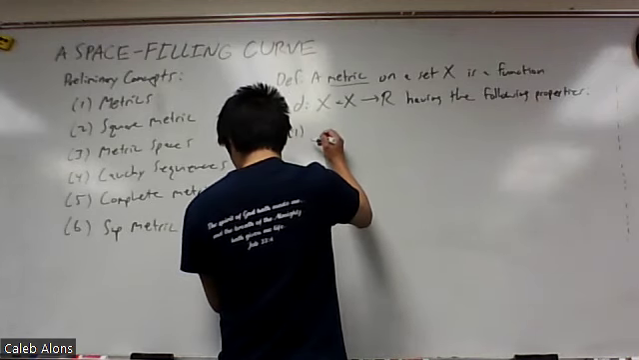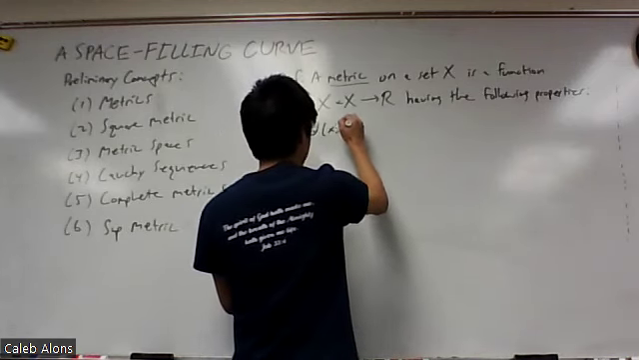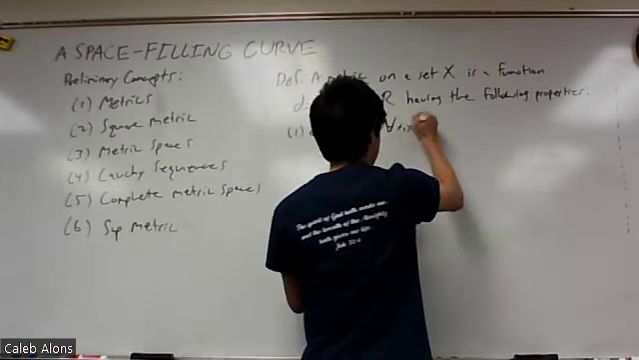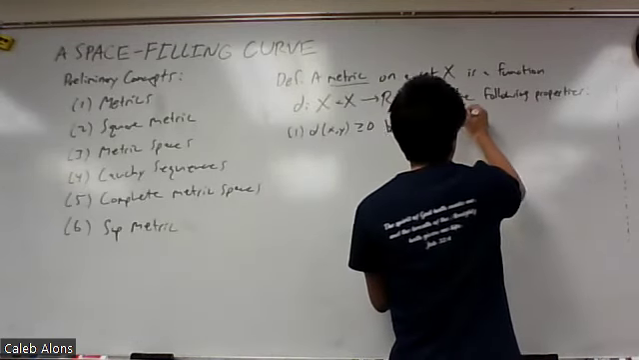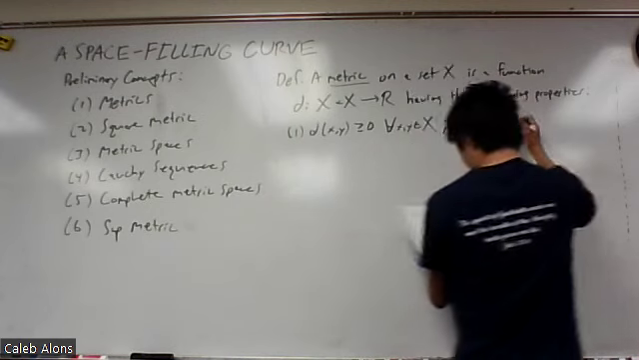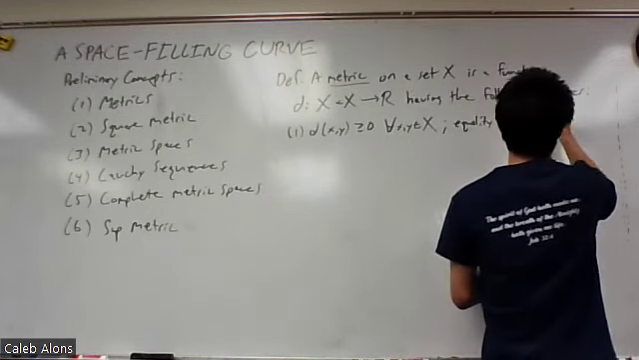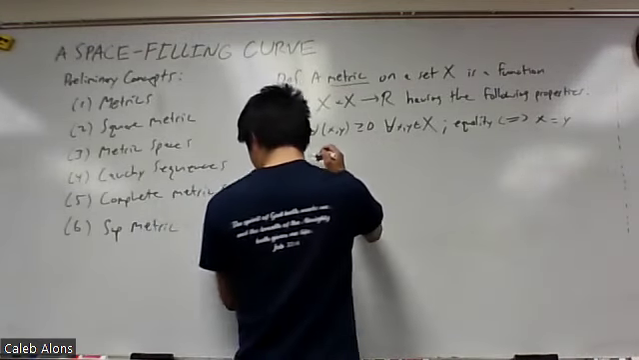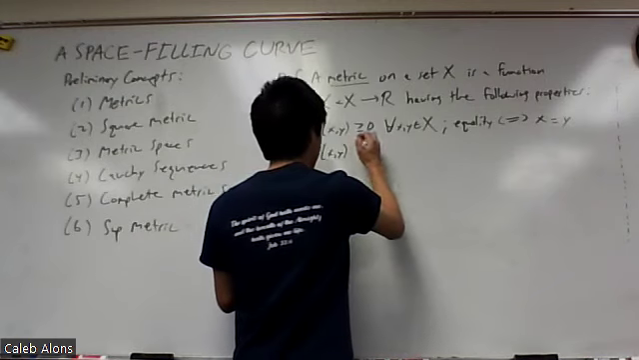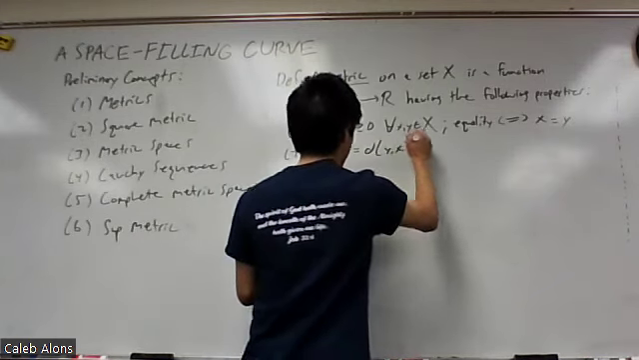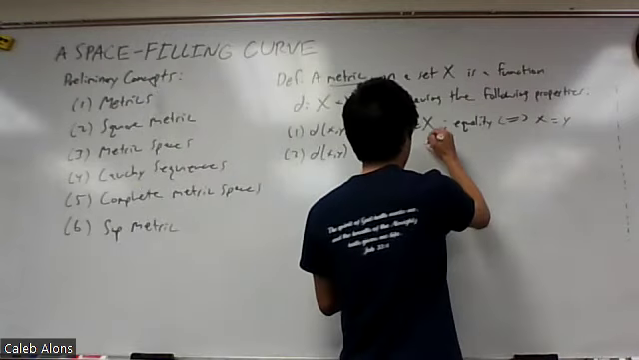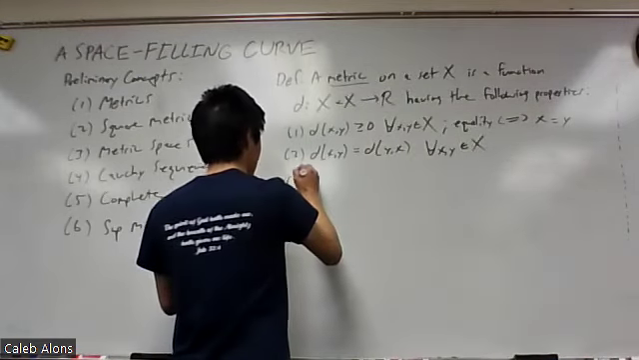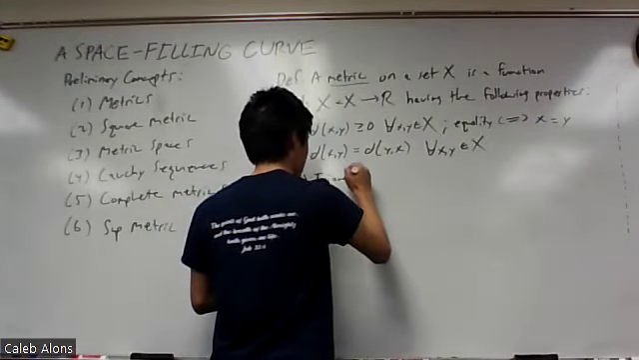First, the distance is never negative. So distance between two points needs to be greater than or equal to 0 for all points in the space. And the equality really only holds when the two points are exactly the same thing. So distance should be 0 if and only if it's the same exact point. Distance between two points is irrespective of the order that you're looking at it in. So distance between x and y is the same as the distance between y and x. And then the last one we call the triangle inequality.